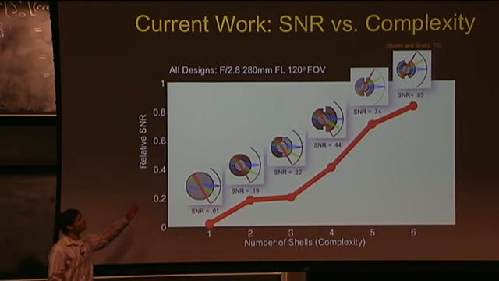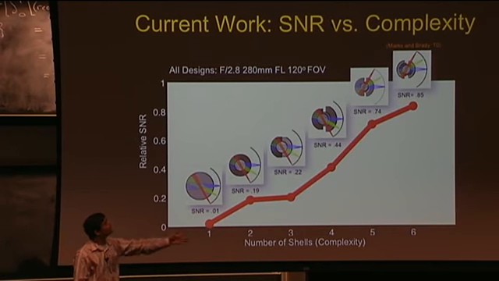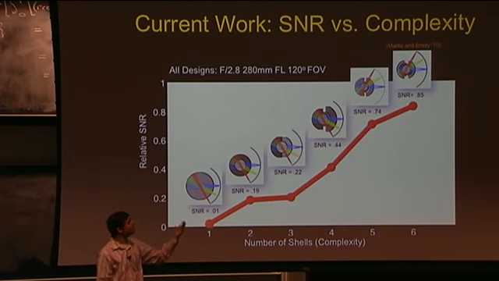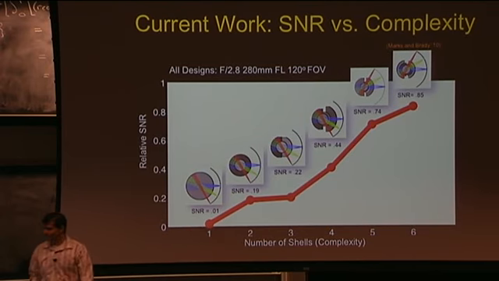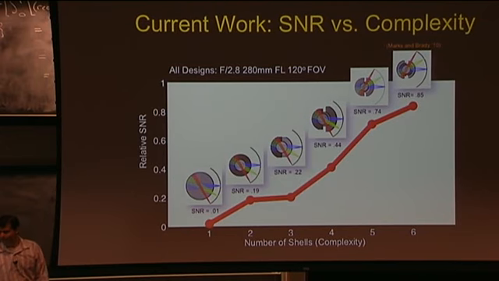Either way, what we think is really interesting is that by charting out the space of complexity versus SNR, what we've allowed the lens designers to do is essentially pick the lens design with minimal complexity that meets their SNR budget. So that's ongoing work, and we're really interested in this.